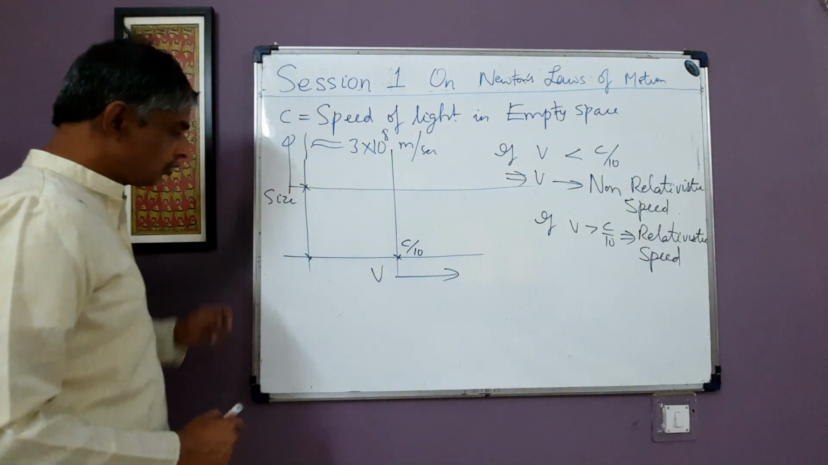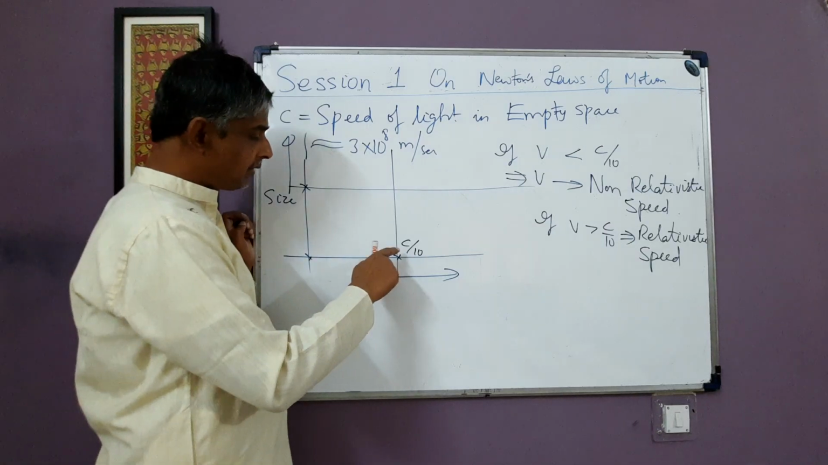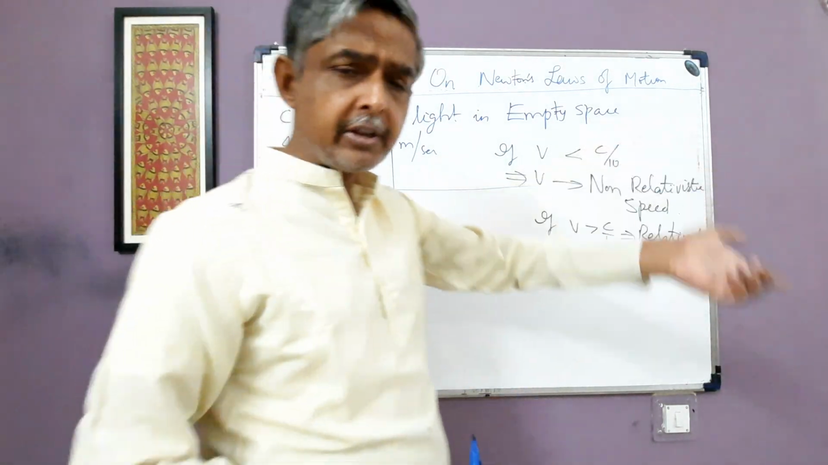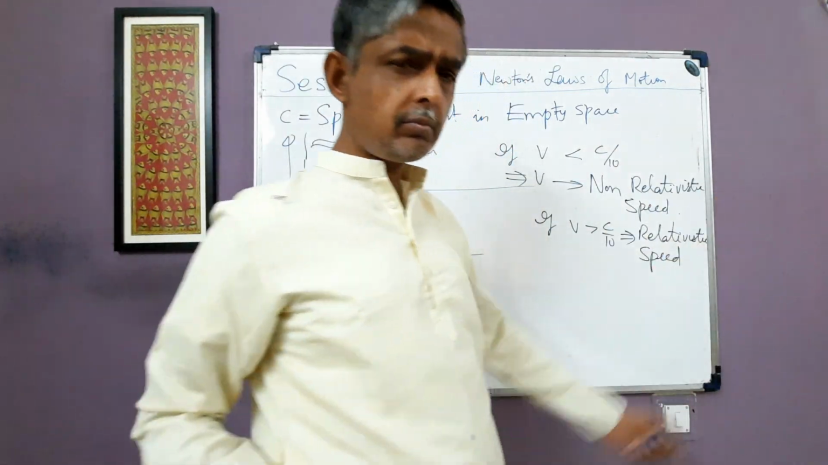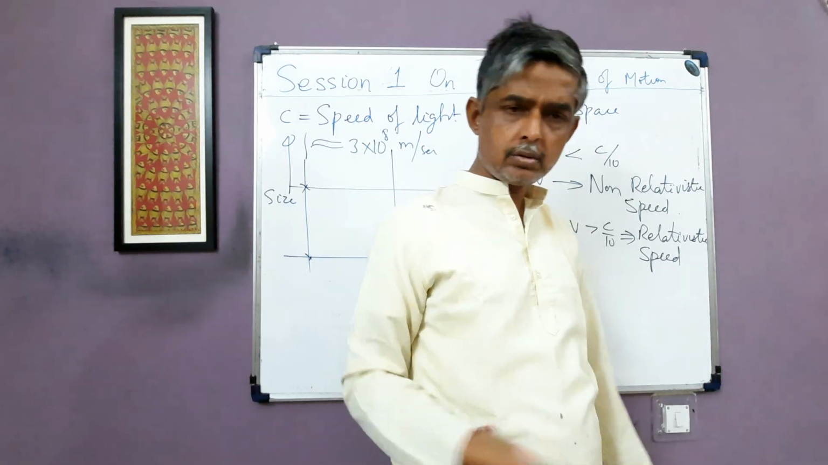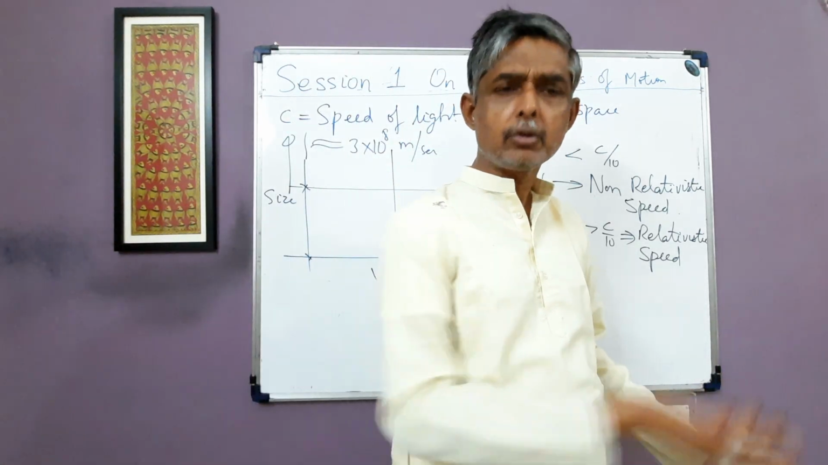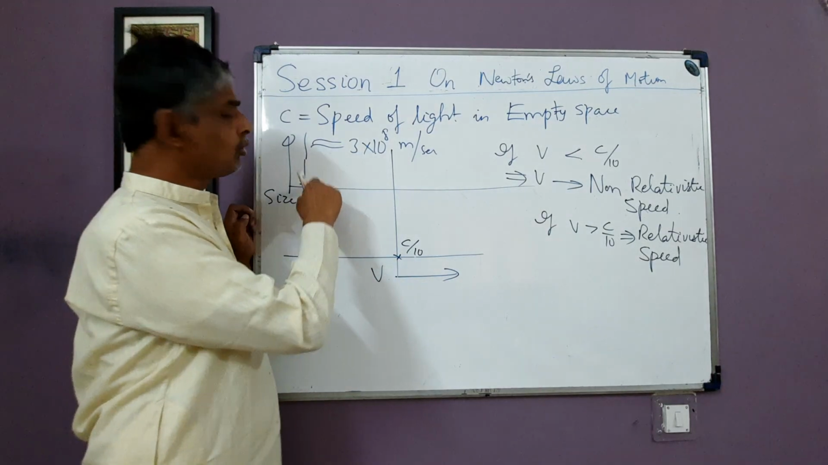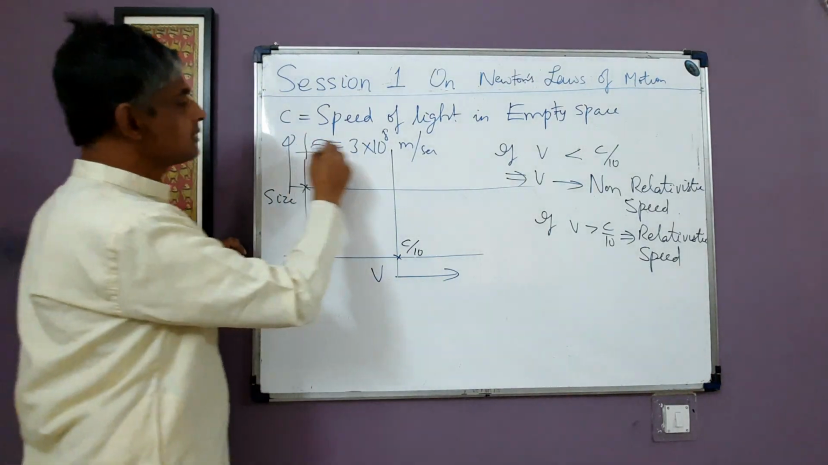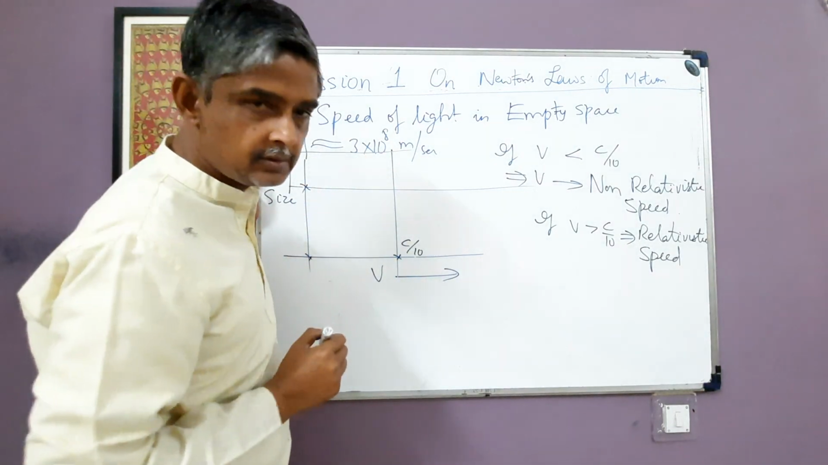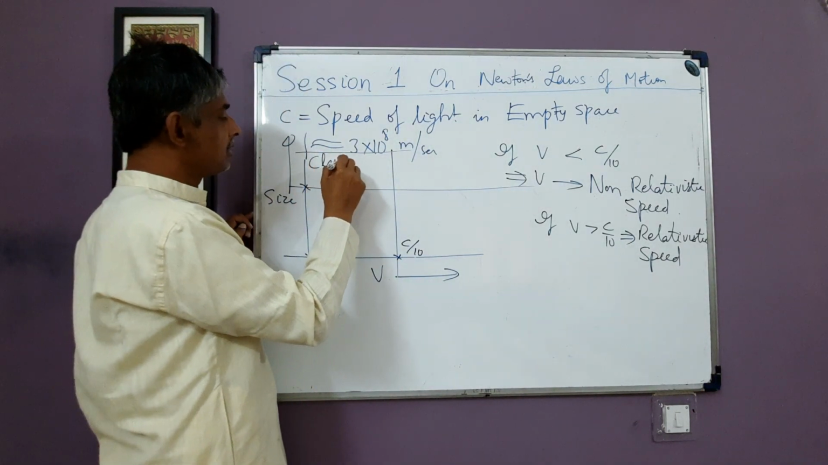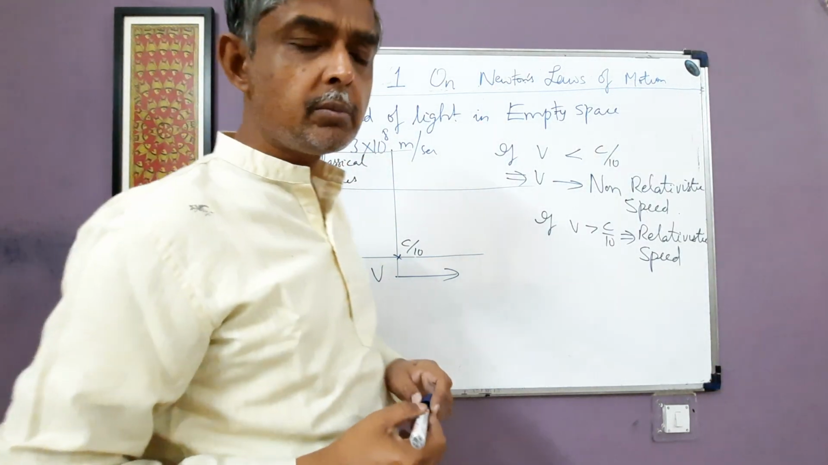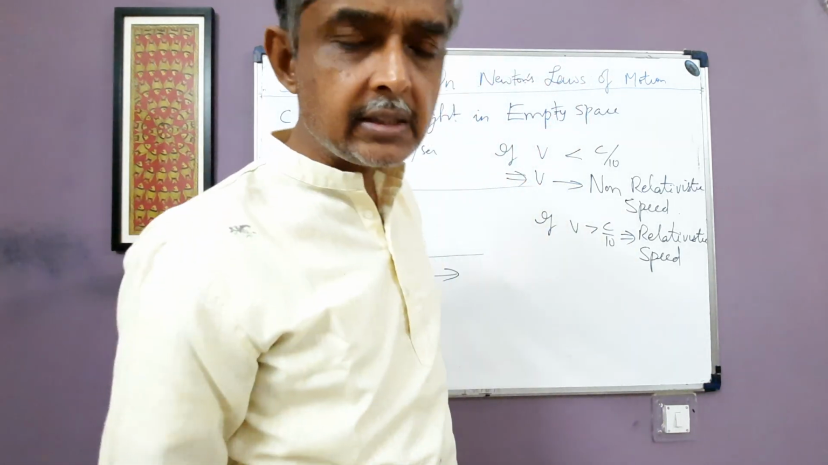If the speed of the moving bodies is less than C by 10, and the size is the usual normal size which we encounter in everyday life, not atomic dimensions, usual material bodies which we observe with our eyes, then this physics is called classical physics or Newtonian physics. When we say classical physics, we mean physics as given by Newton.